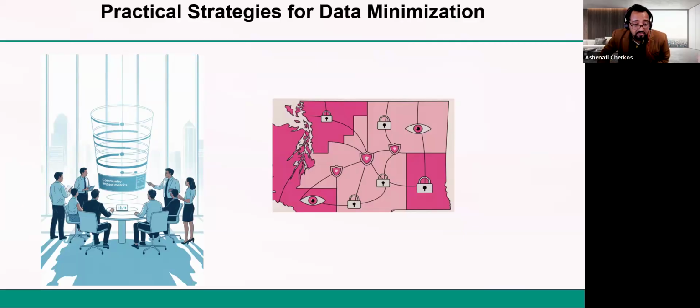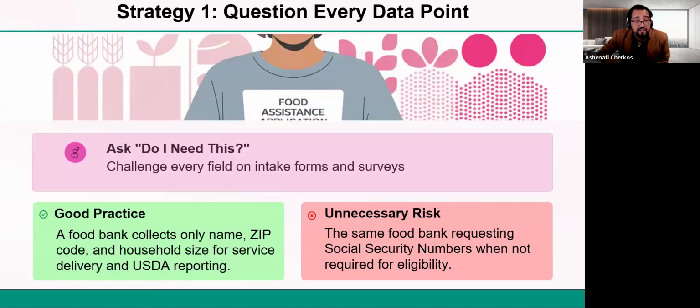So the first strategy to collect minimal data is to question every data point. What we should do is, before creating any form or intake tools, it is worth it to pause and ask, do we really need this piece of information? Is it essential for our service delivery? Is it essential for compliance or reporting?